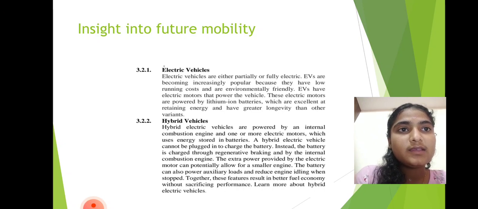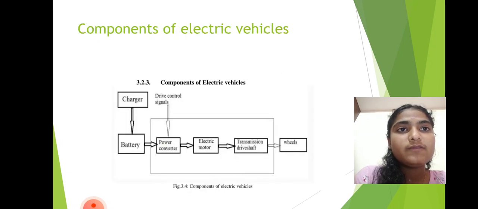Then electric vehicles. Electric vehicles are either partially or fully electric. Electric vehicles are becoming increasingly popular because they have low running costs and do not need fuel. Electric vehicles use electric motors that power the vehicles. Hybrid vehicles are powered by an internal combustion engine and one or more electric motors which use energy stored in the batteries. These features result in better fuel economy without sacrificing performance, and they do not harm the environment.